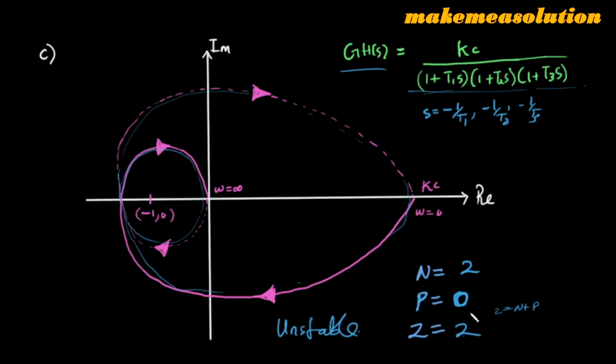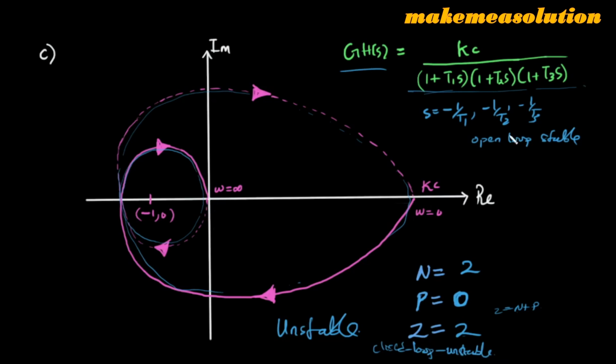Okay, so let's look at another one. One thing you can also do is make some comments about the open loop transfer function. The open loop transfer function has all the roots on the left hand side because they are all negative. So you can say the open loop transfer function is open loop stable, but the overall system is closed loop unstable.